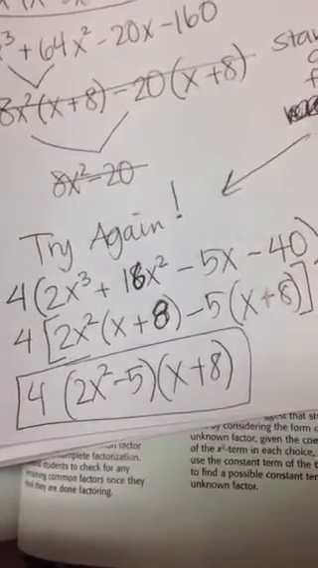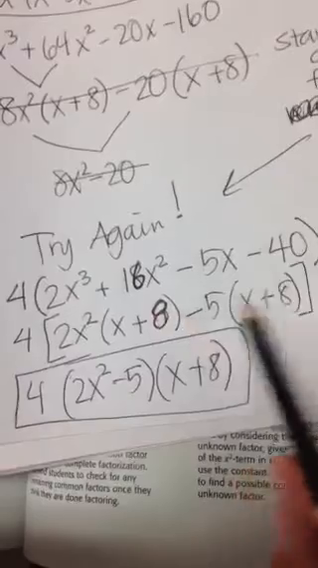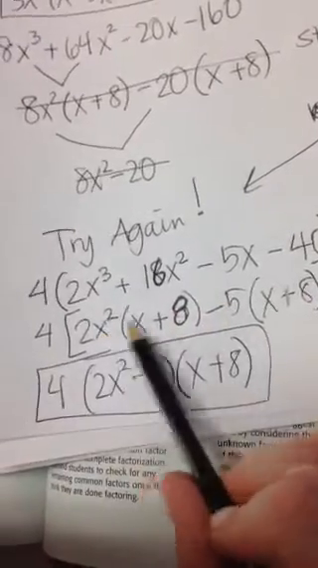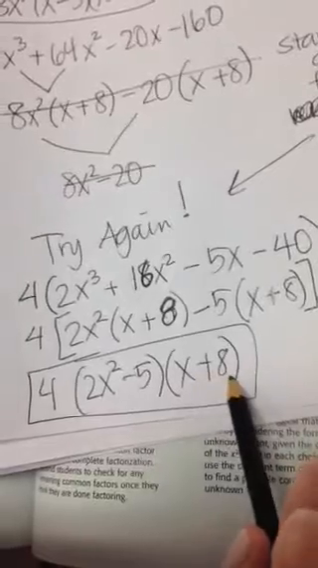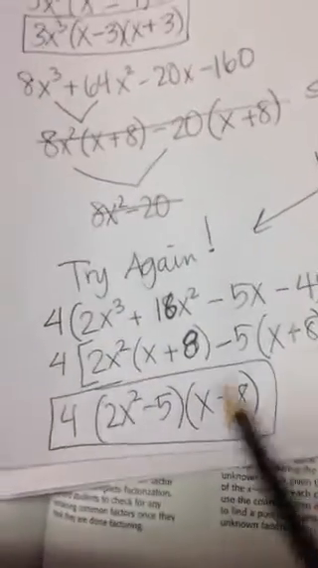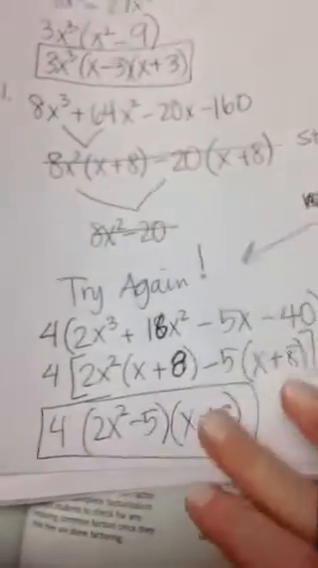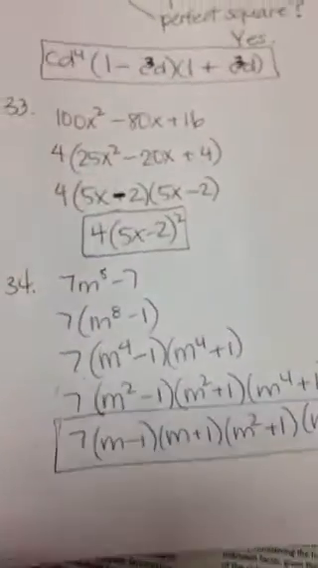So now I'm left with the same thing, and then this goes down. The 2x squared minus 5 comes down here, and the x plus 8 comes down here, right here. Now I'm sorry about that distraction. Hopefully you can see the steps, though, to get through this.